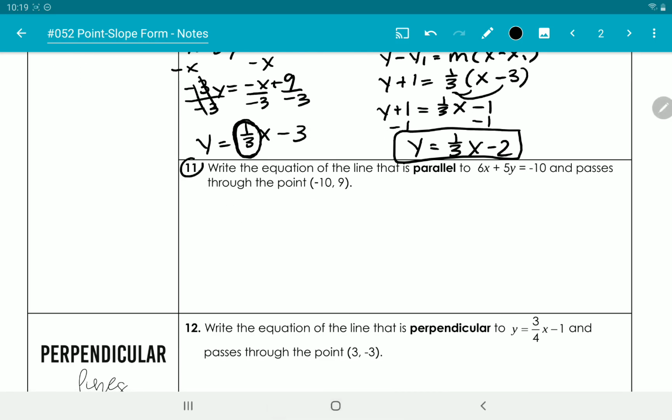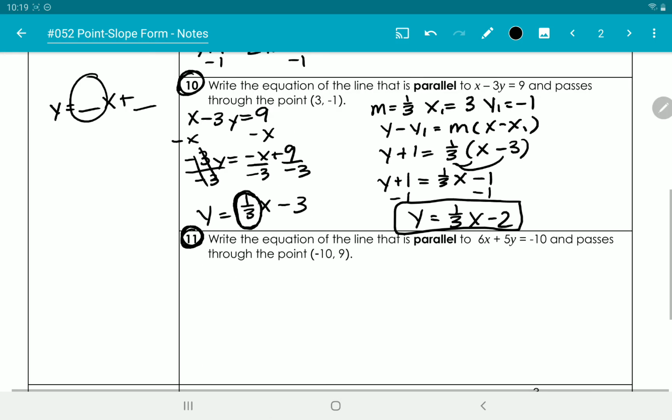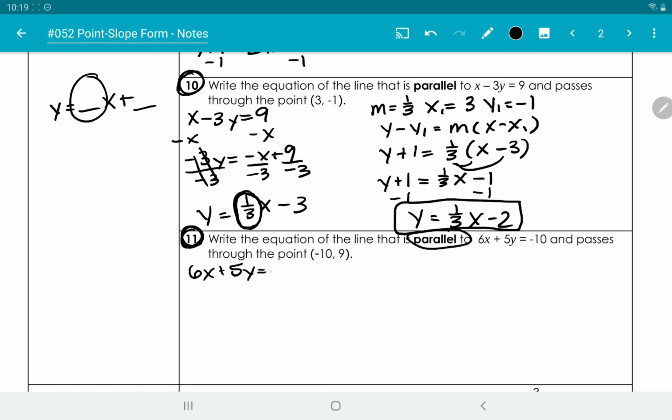Now that you've seen me do that, I want you to go ahead and pause and do number 11 on your own. I will let you know that you do have to start out by figuring out the slope of this line. So we'll have 6x plus 5y equals negative 10. You're going to have to get y equals something times x plus or minus something else. We're going to use this to be our m.